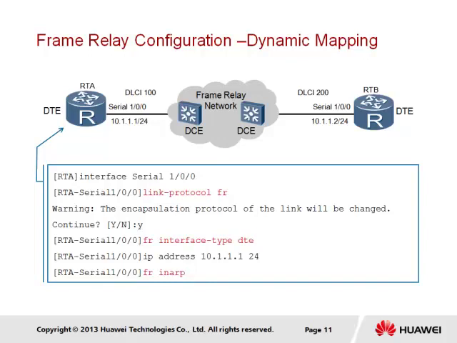After being prompted for confirmation of the change, it is also necessary to set the frame relay interface type to DTE. Since we wish to establish dynamic mapping using inverse ARP, we must also apply the fr inarp command.